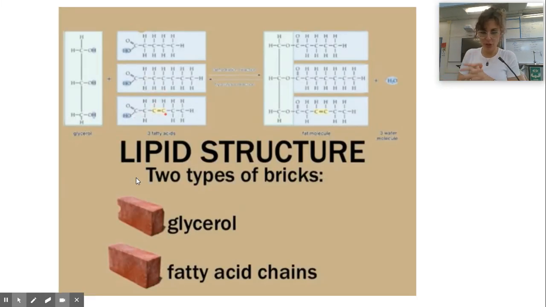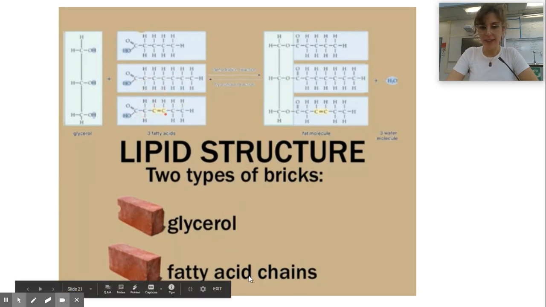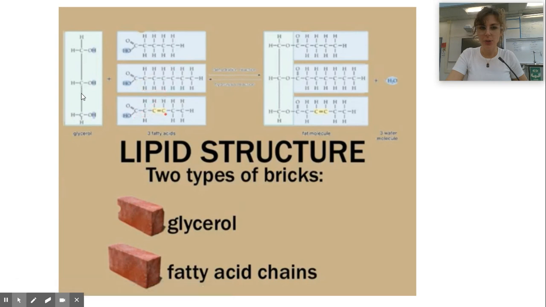All right, so now here are some pictures for you. The basic lipid structure has two types of bricks, or monomers, to build our lipids: glycerol and fatty acid chains. This right here is our glycerol, and you can see how many carbons: 1, 2, 3 carbons. And we have our three fatty acids: 1, 2, 3.